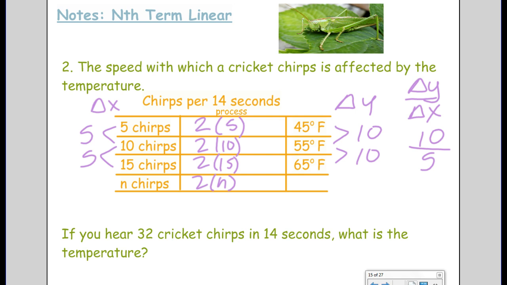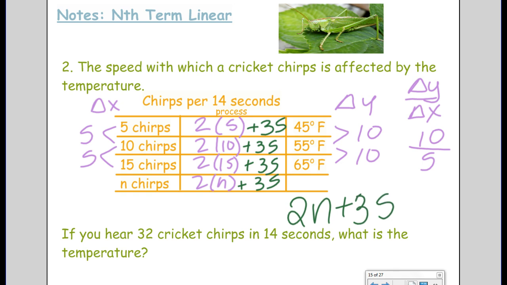2 times 5 is 10. How do you make 10 look like 45? Subtract them. 45 minus 10 is 35. Plus 35. How many times do we need to check it? Twice. Let's do the next one. 2 times 10 is 20. How do you make 20 look like 55? 55 minus 20 is 35. Now that we've checked it twice, we can write it all the way down the column. So our answer is 2n plus 35.